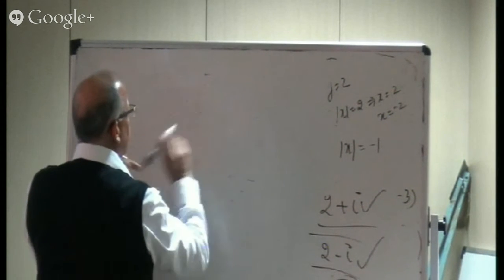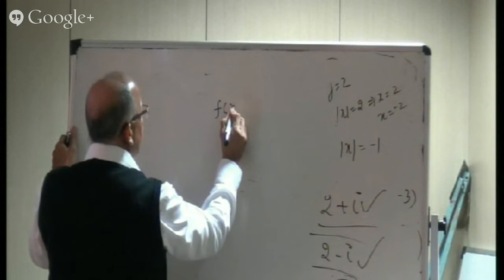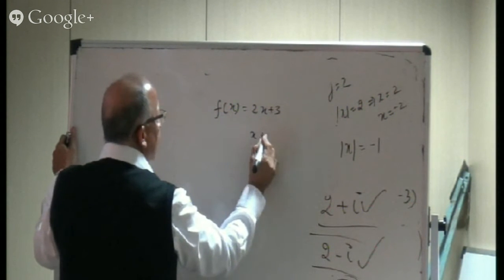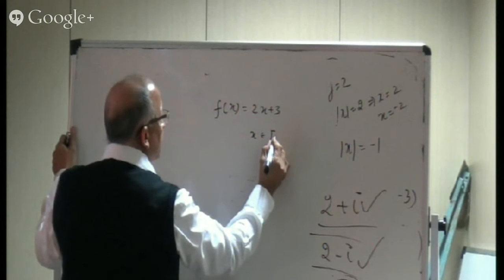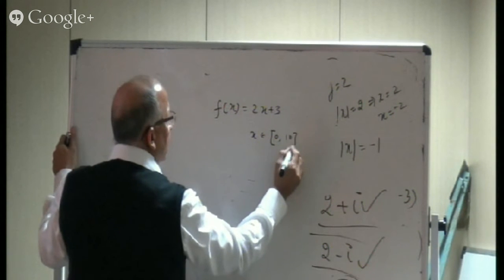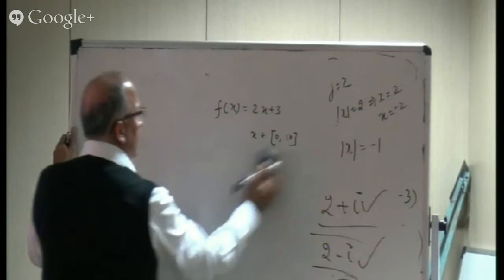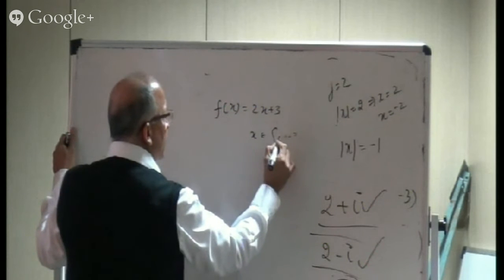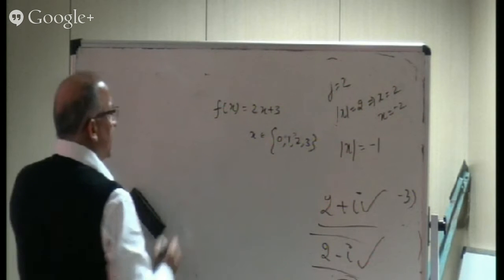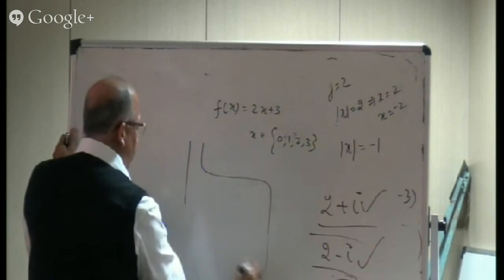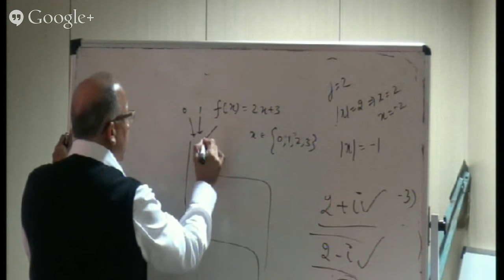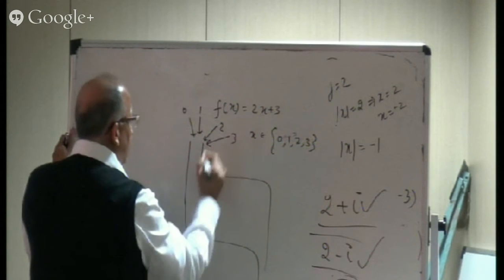Suppose we take a function as f(x) is equal to 2x plus 3, and x is to be given values, say from 0 to 10. Let me take a simpler one. Suppose x belongs to this set. That means this is a function. A function is something like this. You can put in 0, you can put in 1, you can put in 2, you can put in 3. What will be the outcome?